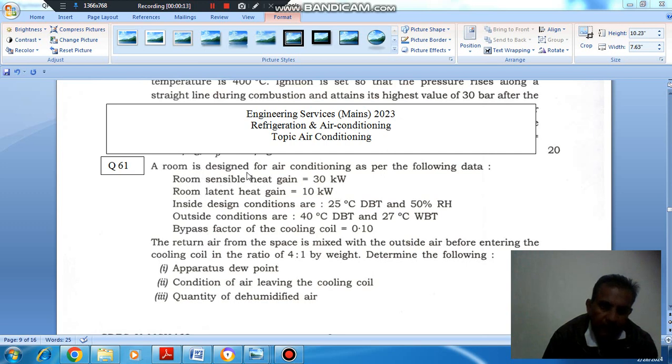A room is designed for air conditioning as per the following data. Room sensible heat gain 30 kilowatt. Room latent heat gain 10 kilowatt. Inside design conditions are 25 degrees Celsius DBT and 50% relative humidity. Outside air conditions are 40 degrees Celsius DBT and 27 degrees Celsius WBT. Bypass factor of the cooling coil 0.1.